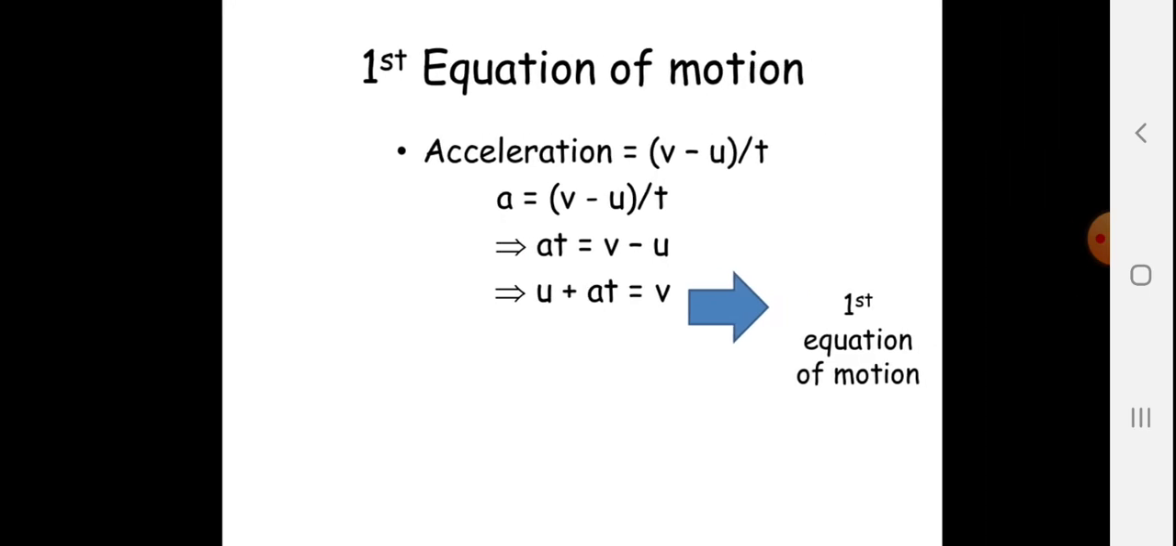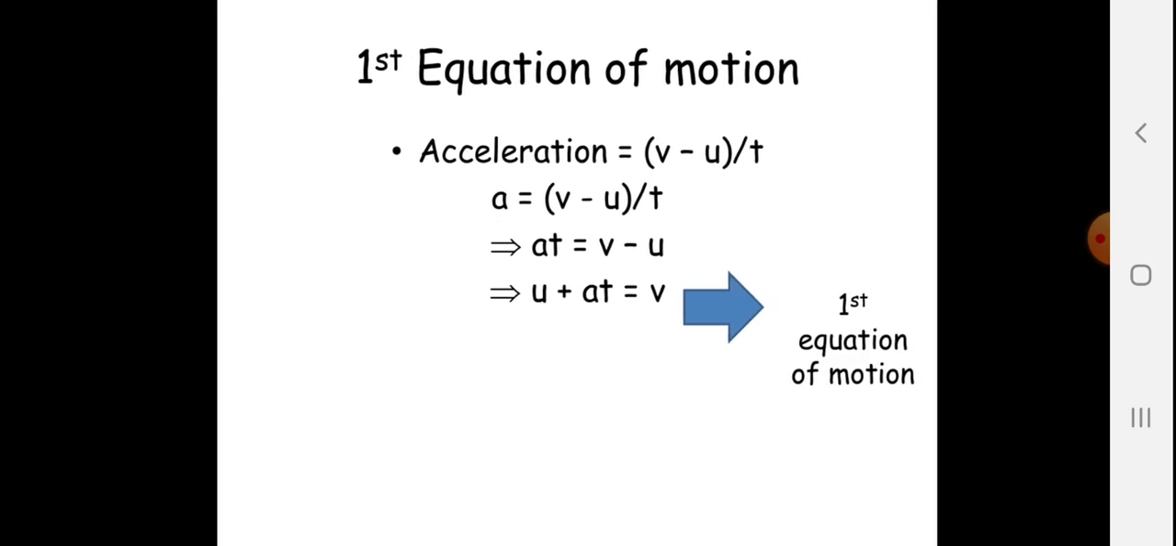Let's begin. First equation of motion. Acceleration is final velocity minus initial velocity upon time taken. So a is equal to v minus u divided by t. You can cross multiply t, so that will give you at is equal to v minus u. Also v is equal to u plus at. That is our first equation of motion. You can write it down 3 times and memorize it.